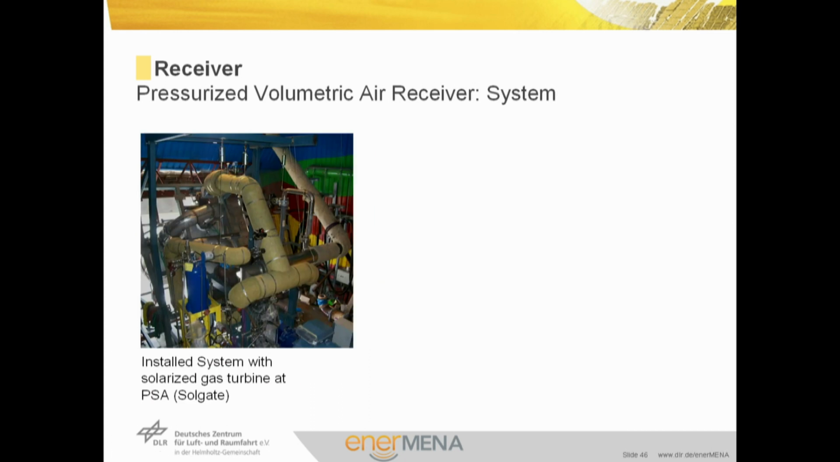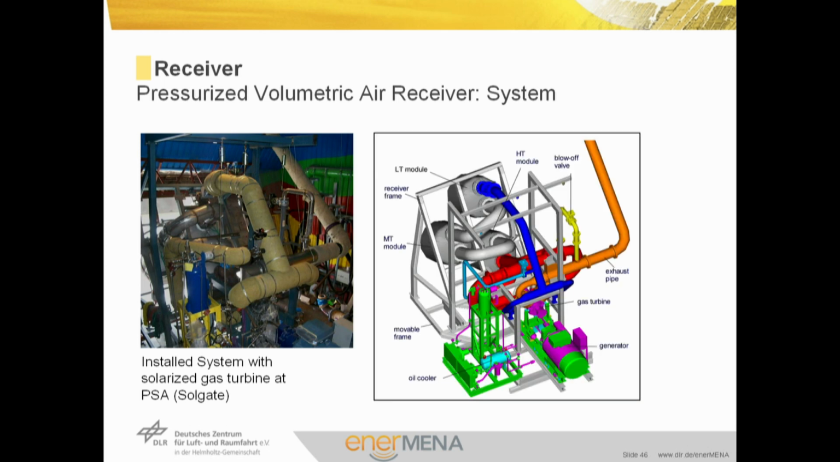In the Reverse Solgate project, a pilot system comprising low, middle and high temperature module was built at PSA in Spain. Here you see a schematic drawing, and you see here the small gas turbine. Cold pressurized gas is then led to the low temperature module, from the low temperature module to the middle temperature module, and then to the high temperature module, where it is heated up to 1000 degrees C. Then this hot gas is led to the gas turbine, and finally the generator is driven by the gas turbine.